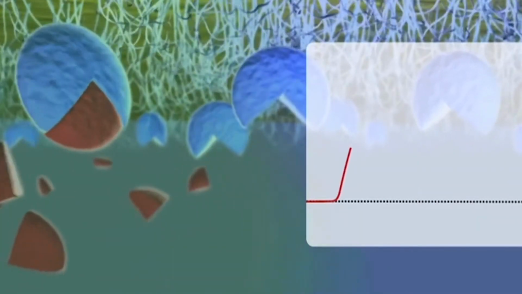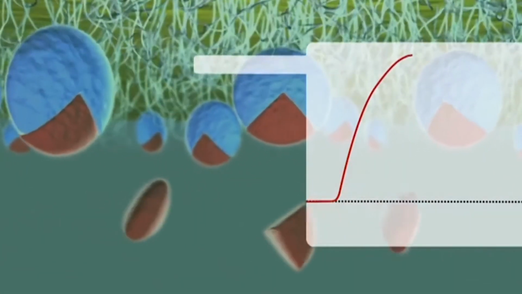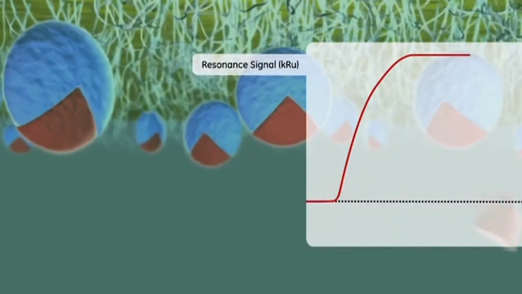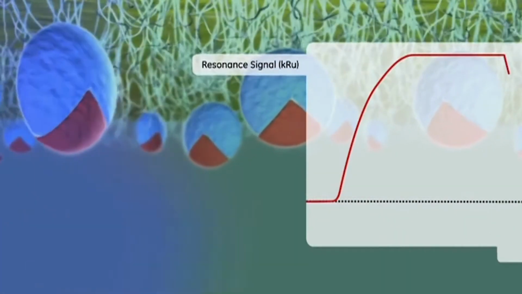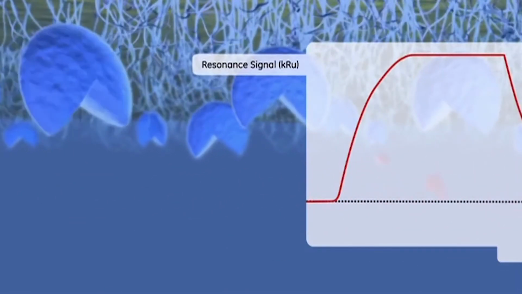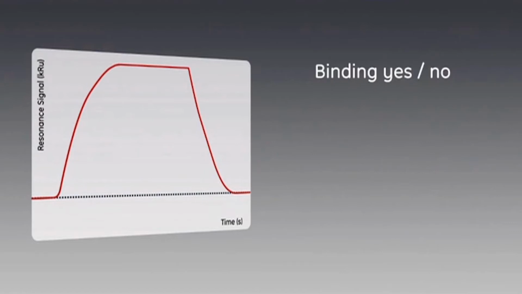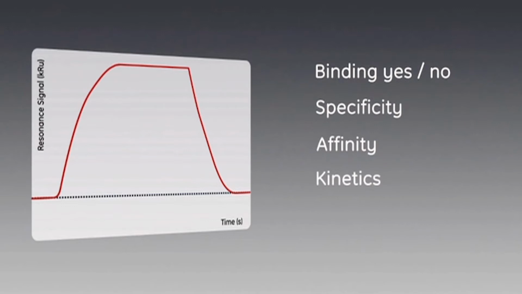The result from the detection of change in refractive index is displayed as a sensorgram, where the binding response on the y-axis is plotted against time on the x-axis. Since light does not penetrate the sample, analyses can be performed on colored, turbid, or opaque samples. From studying the shape of the sensorgram produced, binding yes or no, specificity, affinity, kinetics, and active binding concentration can be determined. The sensorgram provides real-time information about the entire interaction.